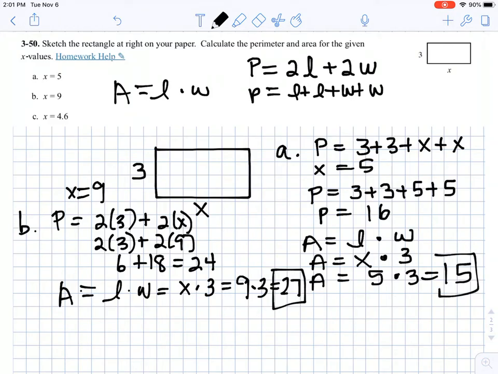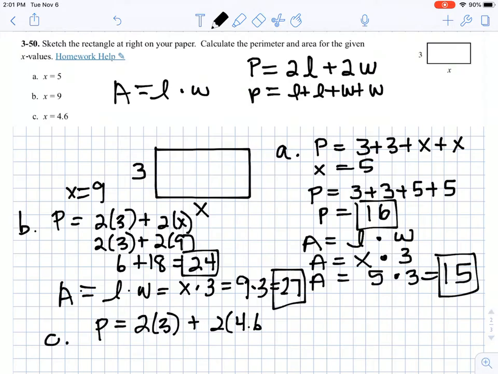So that's the perimeter in A, that's the area in A, that's the perimeter in B, that's the area in B. And then if we talk about C, now we have a decimal. So that makes it a little bit harder, but we can still do it. So perimeter is equal to 2 3's plus 2 4.6's. So I know 2 4.5's is 9, so I know that's going to be 9.2. So this is 9.2, and then this is 6.